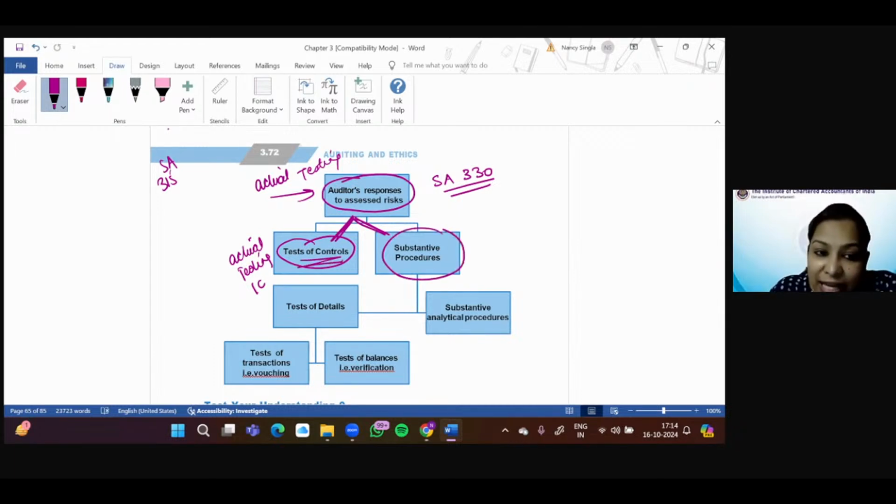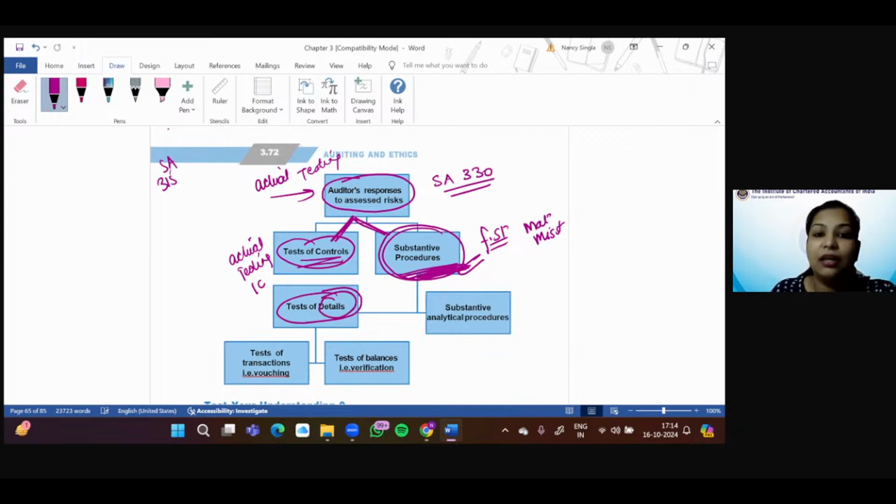When the auditor checks the financial statements in order to see whether there is any material misstatement, it means he is performing what? Substantive procedures. So the audit procedures that he performs in order to see whether there is any misstatement in the financial statement, that is what your substantive procedures are. Substantive procedures can be of two types, which is what? Test of details. As the name suggests, detail. So vouching and verification. Auditor is checking all the transactions in detail. Auditor is checking all the balances in detail.